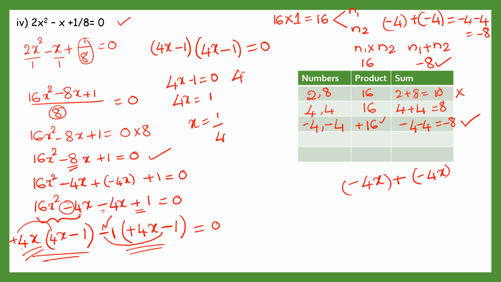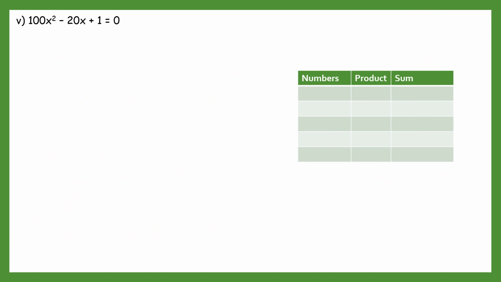Other one, the second factor is also 4x minus 1. 4x minus 1 is equal to 0, 4x is equal to 1, x is equal to 1 by 4. So the roots of the equation are what? 1 by 4 and 1 by 4. You got two equal roots. For 2x square minus x plus 1 by 8, you got 1 by 4 and 1 by 4 as the roots of the equation. Next question.